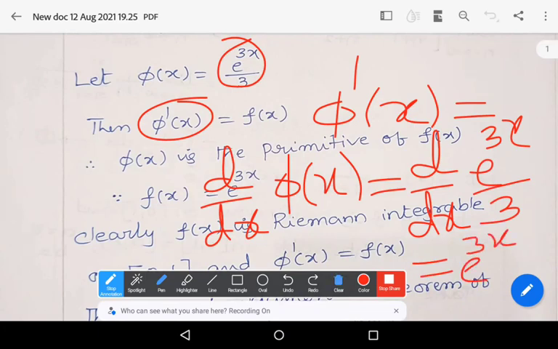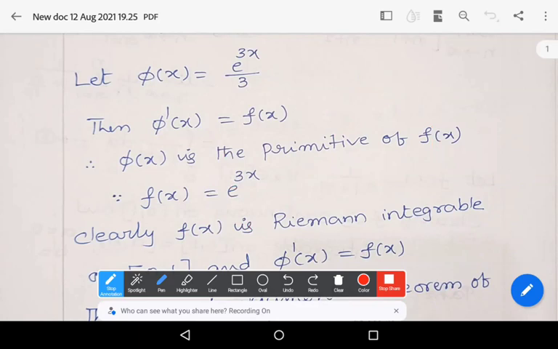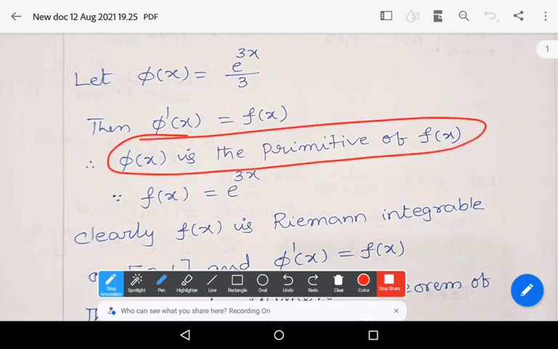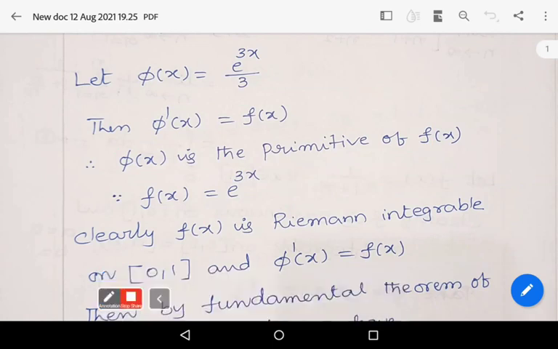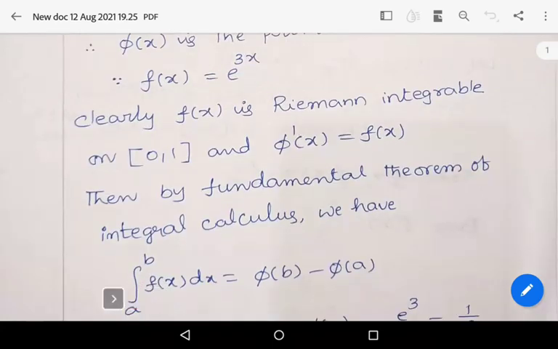So phi dash of x is equal to f of x. It means the derivative of phi of x is f of x. Therefore, phi of x is the primitive of f of x. If phi of x is the primitive of f of x, then it is easy to apply the fundamental theorem of integral calculus.